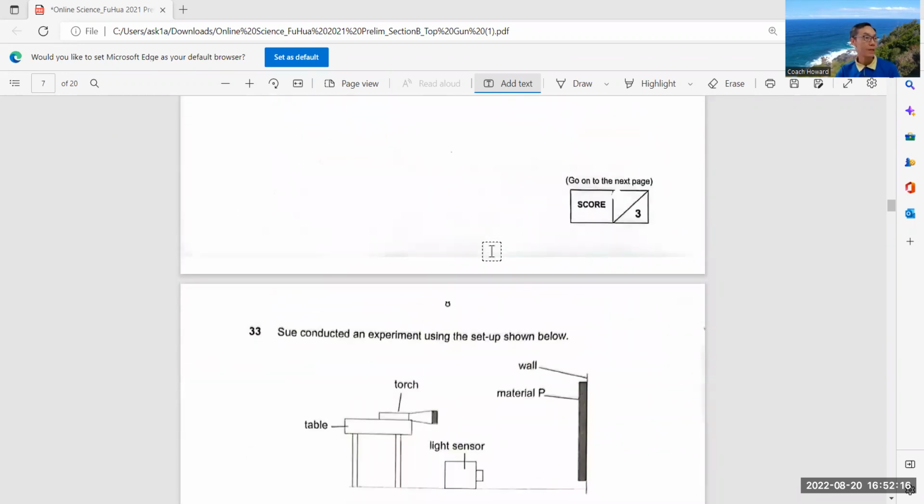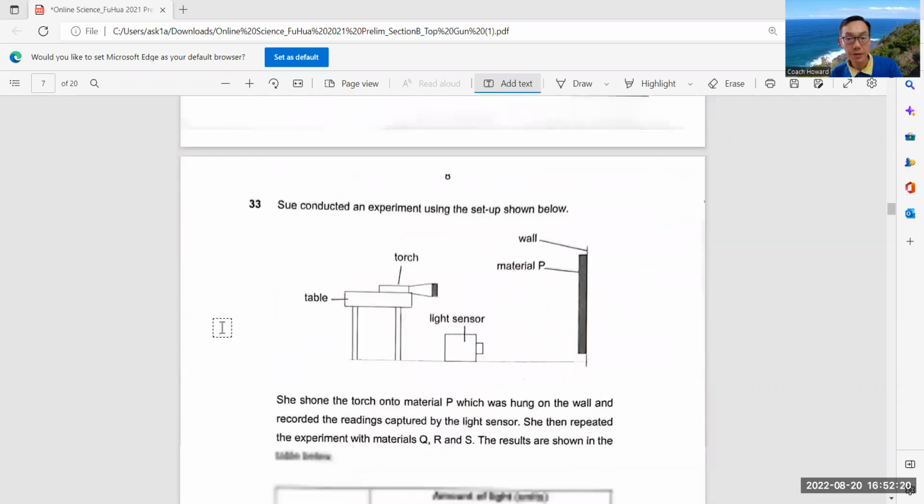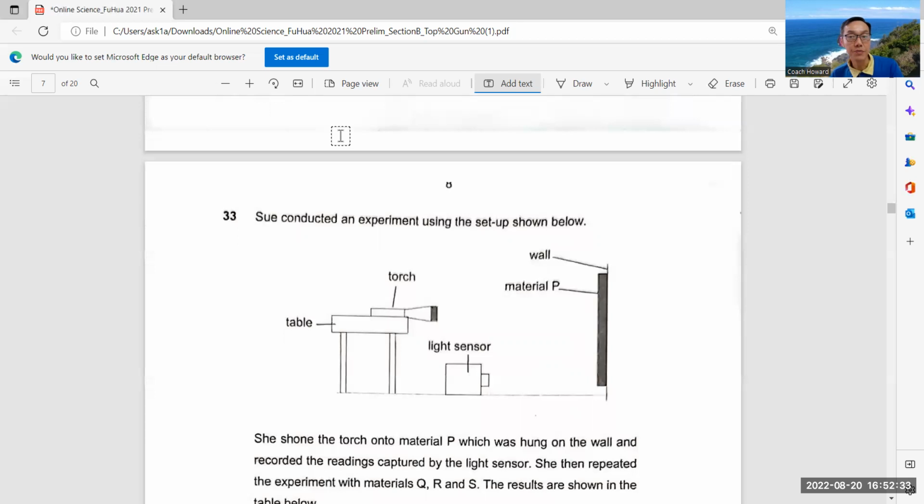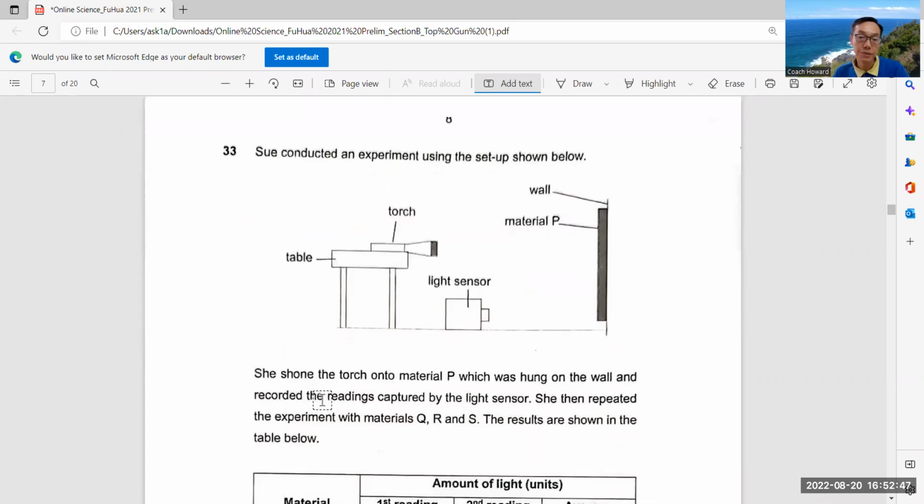Okay, question 33. Question 33 is testing your understanding of the topic of light, which is a P4 topic. For students who are in primary 6, because you learn this in P4, those topics you learn either in primary 3 or primary 4 will also be tested in your PSLE. So do take note of this. Sue conducted an experiment using the setup as shown. She shone the torch onto material P.